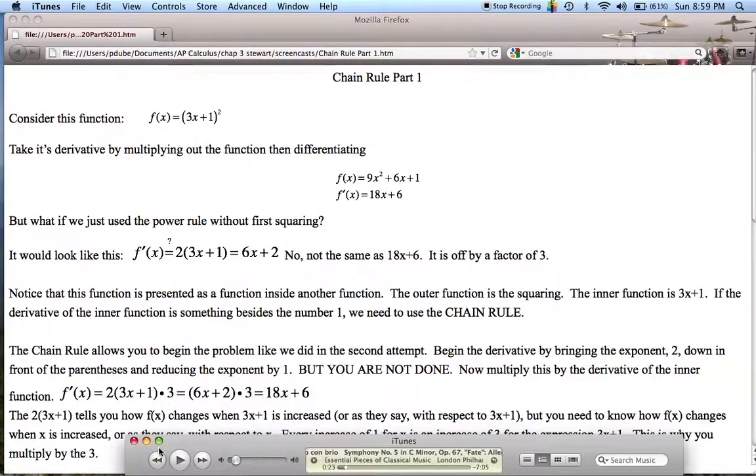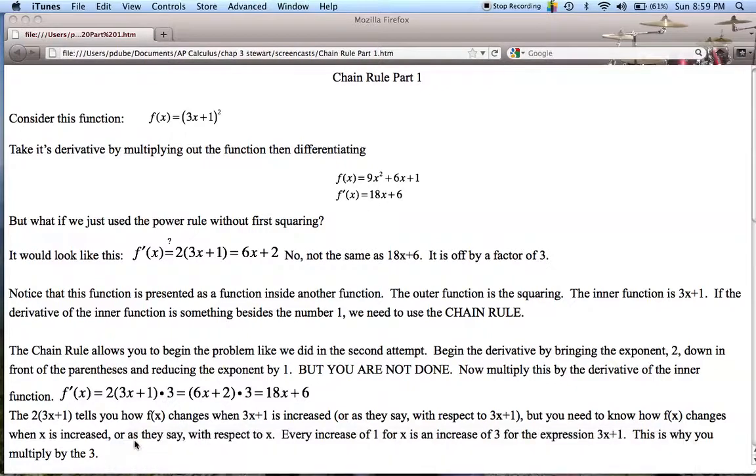Chain rule is used when you have what we call a composite function. In other words, one function inside of another function. The function I have at the top of the screen here, f of x, is 3x plus 1 squared. The outer function is the square, the inner function is the 3x plus 1.